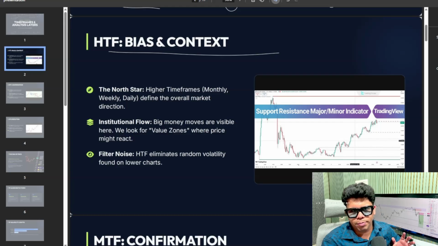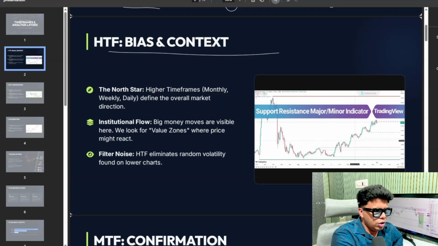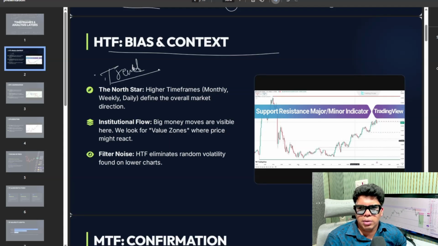So what was the market before, what's the situation currently going on in the markets, and what's going to happen in the future. That's what you will get from the higher time frames. Simply put, it means the trend. You are going to understand what trend is going on in the higher time frame, whether the price is moving upside or downside. That's it.